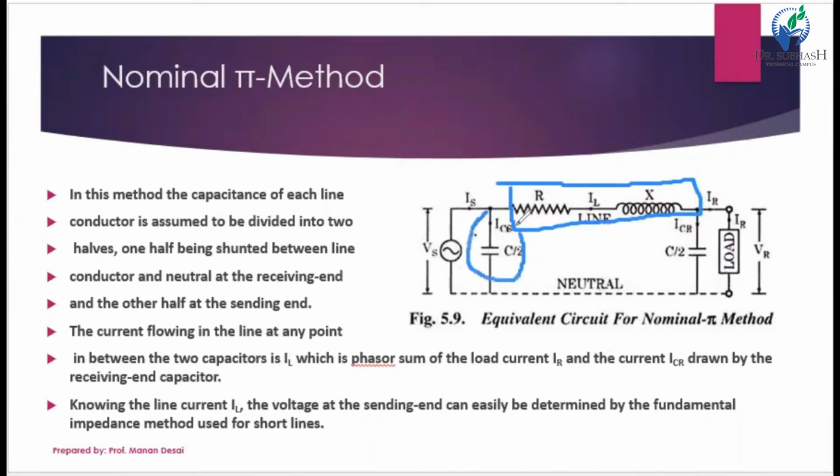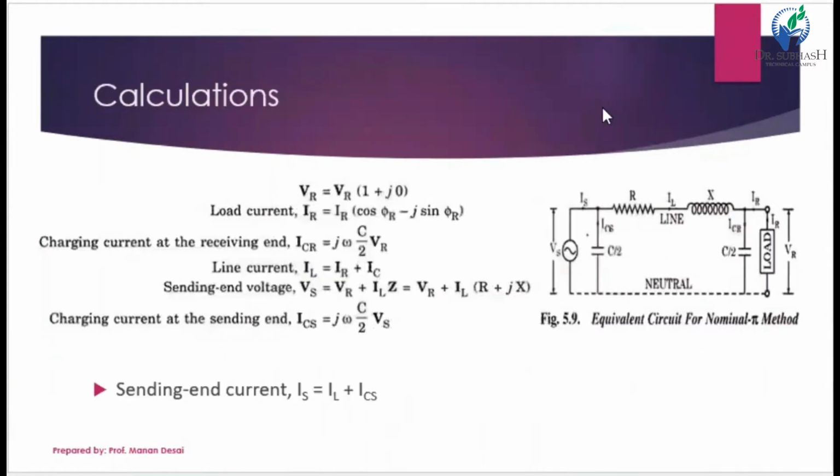These capacitances are divided into two halves, and ICR is the current drawn by the half capacitance. This is IS, the sending end current. This is the receiving end current. The potential differences shown here are the receiving end voltage and the sending end voltage. After the equivalent circuit, now we can learn the calculations.